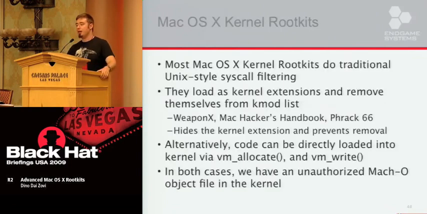So like I mentioned, the Mach API in the kernel is virtually the same as it is in the userland. And most OS X rootkits basically just take Unix-style stuff and port it to OS X. A common technique is to load as a kernel extension and remove itself from the kmod list. So then if you list the loaded kernel modules, you're not going to see it, and you're not going to be able to unload it. However, that's pretty easy to spot. And you can also directly load into the kernel by directly writing to the task, just like I did with thread injection. In both cases, there's an unauthorized Mach-O file in the kernel, and that's actually pretty easy to detect.